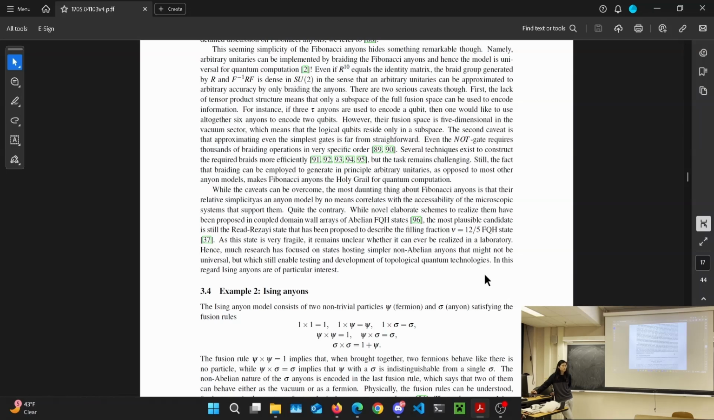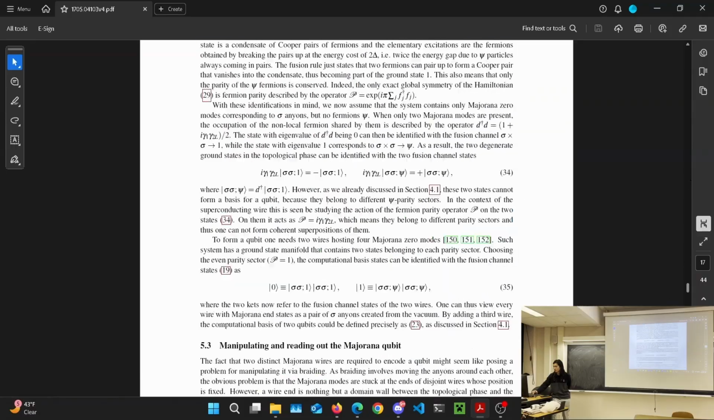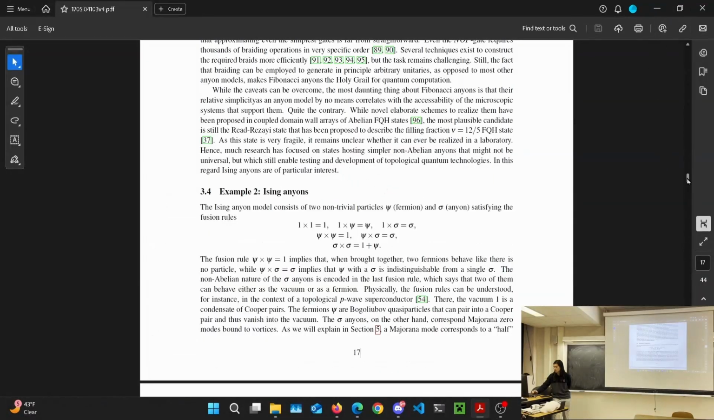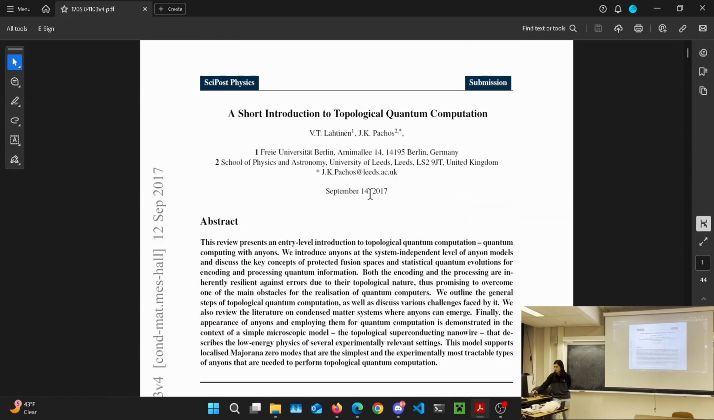Was this published before or after Microsoft? It's definitely before. Microsoft was only a couple months ago, right? 2017.